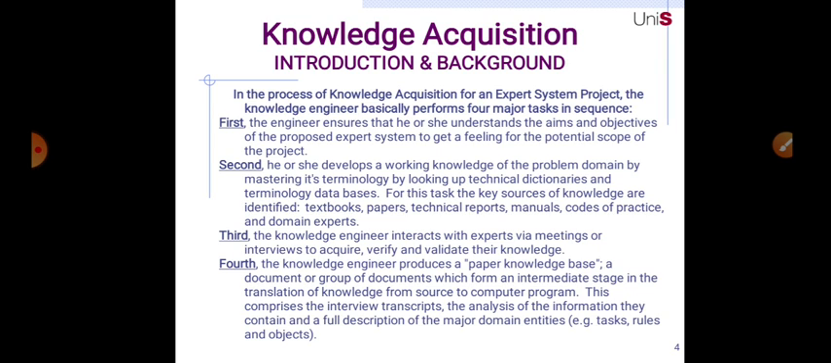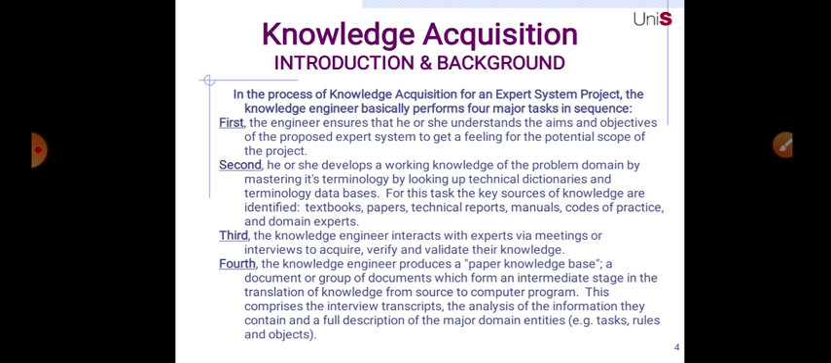Next, the knowledge engineers interact with the experts via meetings or interviews to acquire, verify, and validate their knowledge. After collecting the knowledge, they have to consult experts to recheck whether their information is correct or not. Next, the knowledge engineers produce a paper knowledge base, a document or group of documents, which forms an intermediate stage in the translation of knowledge from source to computer program. This comprises the interview transcripts, the analysis of the information they contain, and a full description of the major domain entities.